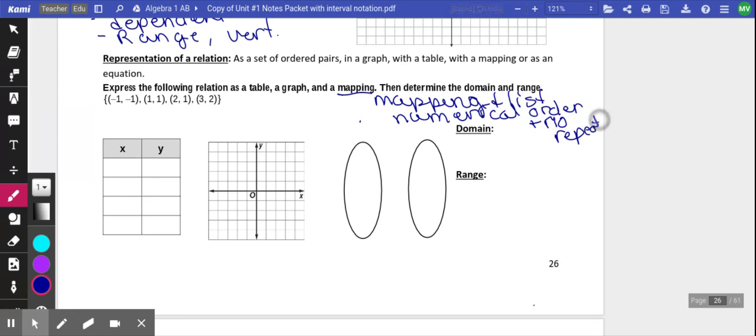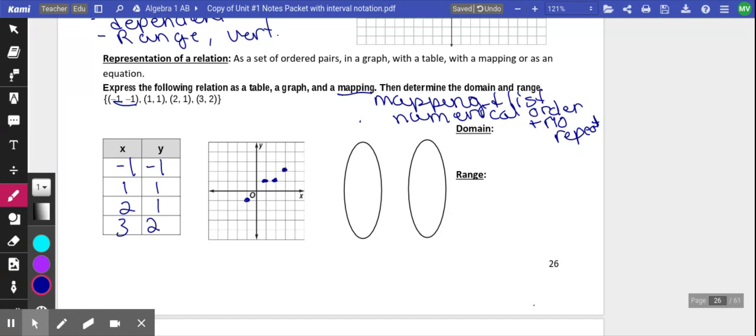So we're going to take a look at this example. So when I'm making my table, I really am just writing these points. So -1, -1 in the table format. 1, 1, 2, 1, and 3, 2. Graphing, I'm really just graphing them. So I go left 1, down 1 for -1, -1. Right 1, up 1 for 1, 1. Right 2, up 1 for 2, 1. And right 3, up 2 for 3, 2.